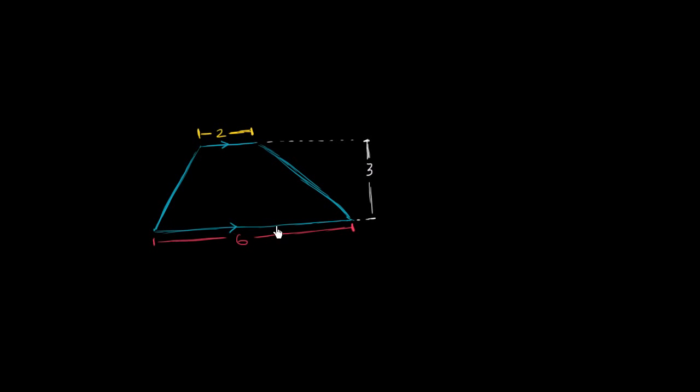So right here we have a four-sided figure, or a quadrilateral, where two of the sides are parallel to each other. And so this, by definition, is a trapezoid. And what we want to do is, given the dimensions that they've given us, what is the area of this trapezoid? So let's just think through it.